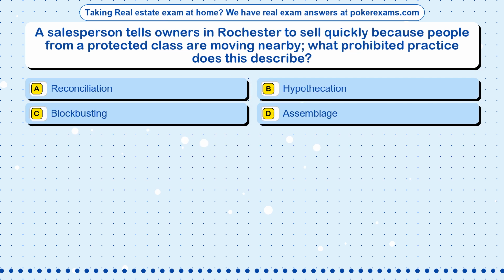Question 11. A salesperson tells owners in Rochester to sell quickly because people from a protected class are moving nearby. What prohibited practice does this describe? Option A, reconciliation. Option B, hypothecation. Option C, blockbusting. Option D, assemblage.